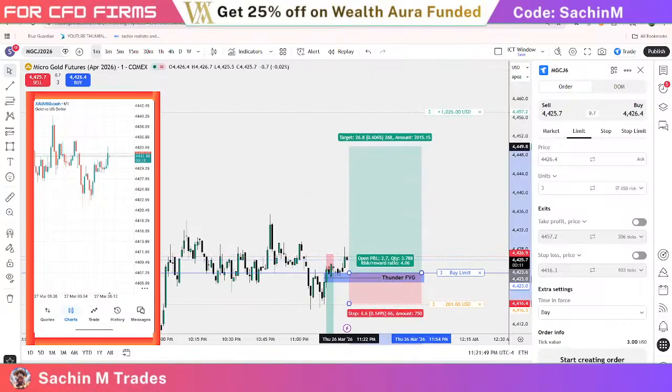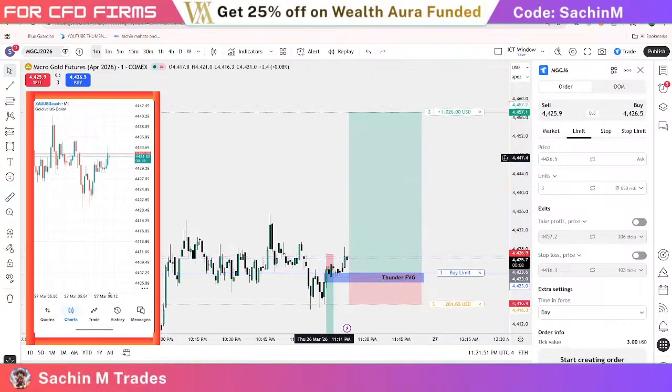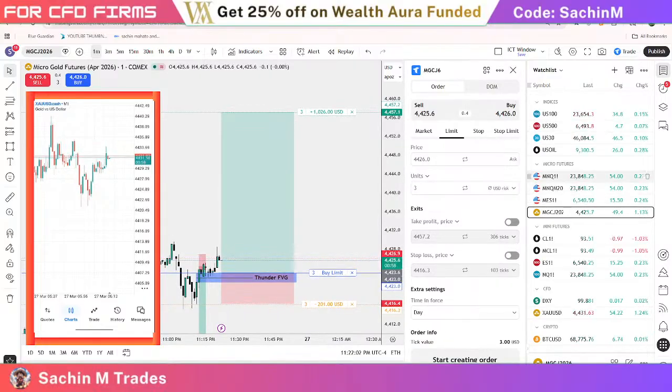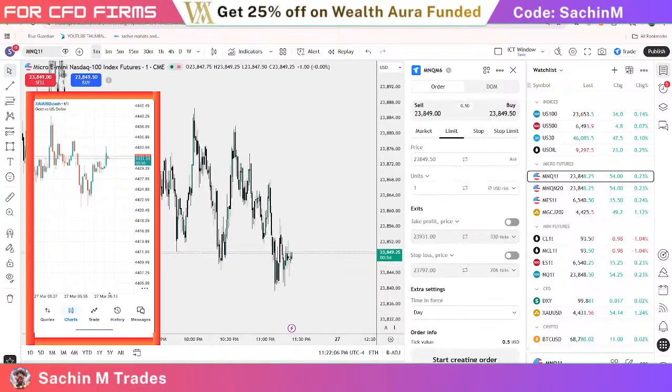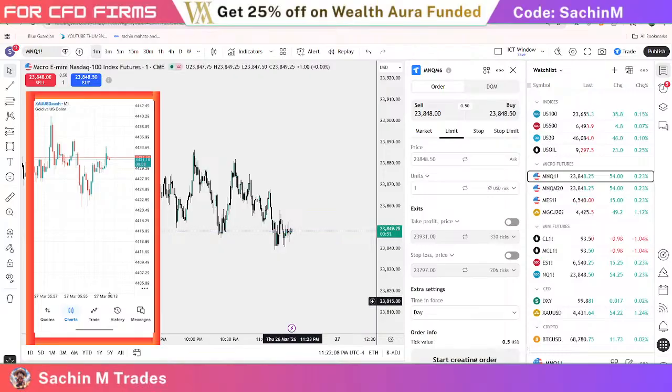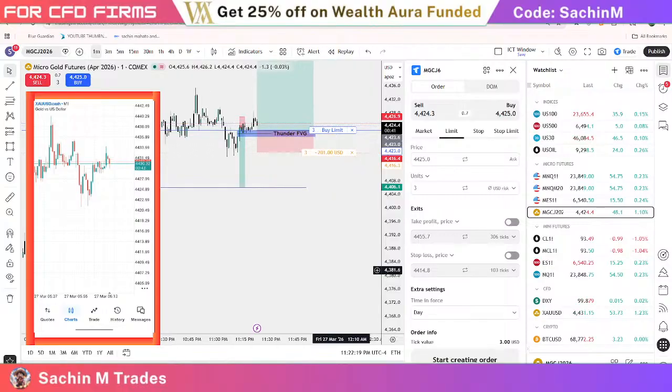Now let's see if this comes down again and takes our order on the CFD. I am not willing to take a trade right now. Let's look at NQ and see if we get any trade there. We have this inversion fair value gap. I think we entered into the trade. No, we didn't enter into any trade right now.